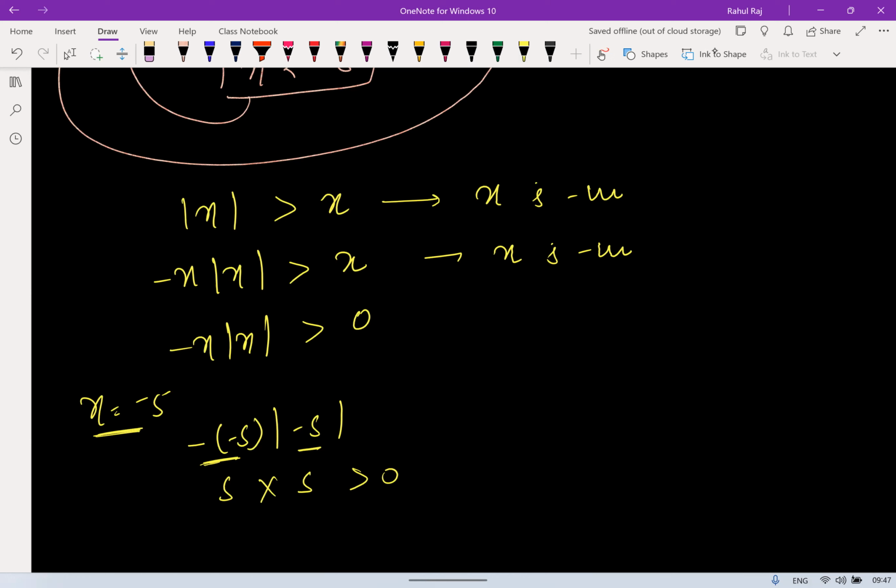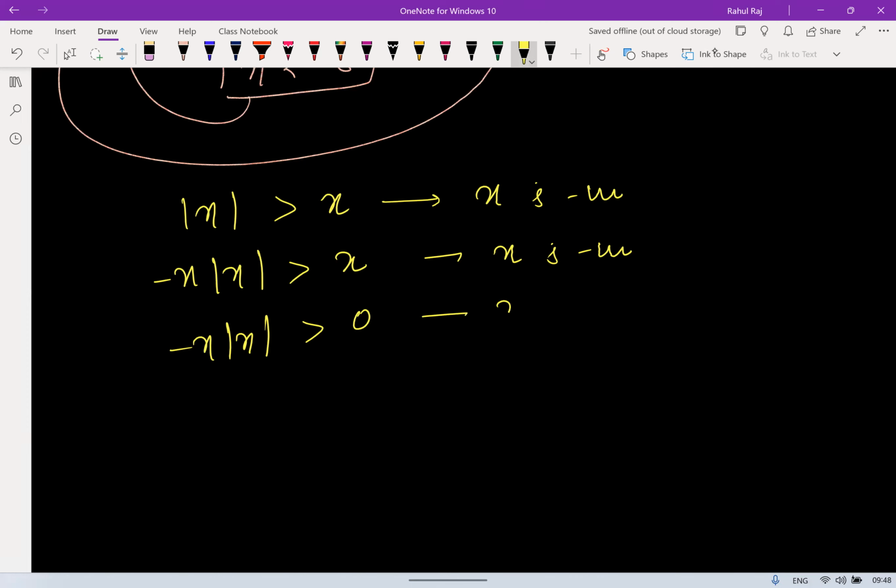But just ensure you do not make the mistake of understanding this as negative x. This negative is an independent entity. This x is an independent entity. This should be very clearly understood. It was confusing because it's outside the mod. Inside the mod, I understand that x will always be positive. So here x is negative.